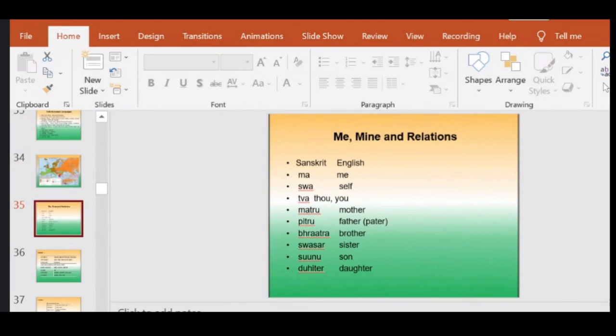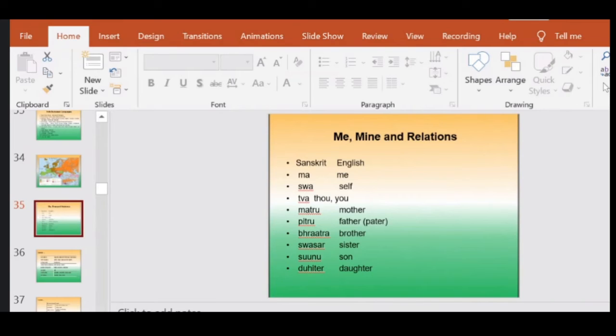Now these are relations: me, mine, relations. You will see here the Sanskrit word and the English word. In Sanskrit we call it ma, in English we call it me. In Sanskrit we call it swa, swa is self, and here it becomes self. In Sanskrit we call it twa, in French it is called tu, in English it becomes you, in Spanish it becomes toi. So it is the same toi which comes.